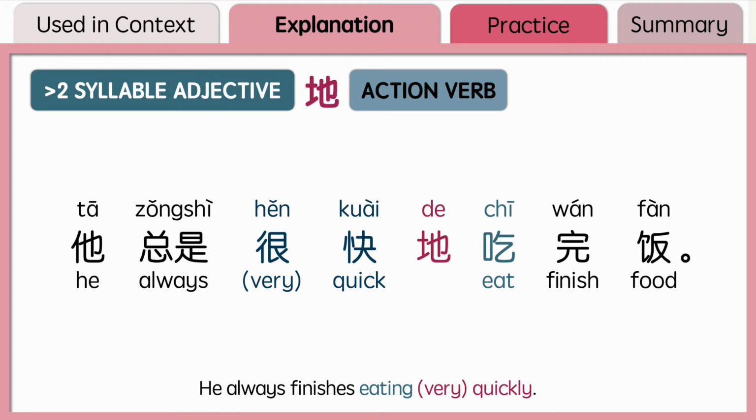他总是很快地吃完饭。He always finishes eating very quickly. Again, here we have a one-syllable adjective. In this example, you can see that 很 is added before the adjective to make it two syllables. Then the is added after 很快 to describe the subsequent action verb 吃. So 很快的 meaning very quickly functions like an adverb to modify 吃.